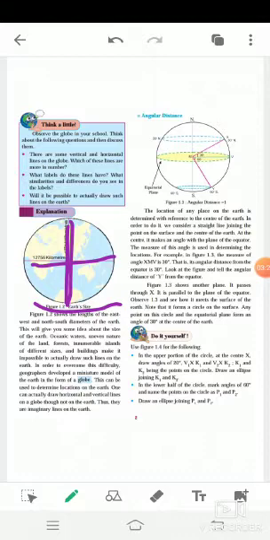In order to overcome this difficulty, geographers developed a miniature model of the earth in the form of a globe. This can be used to determine location on the earth. One can actually draw horizontal and vertical lines on the globe, though not on the earth, thus they are imaginary lines.